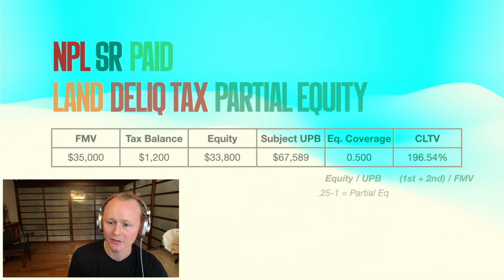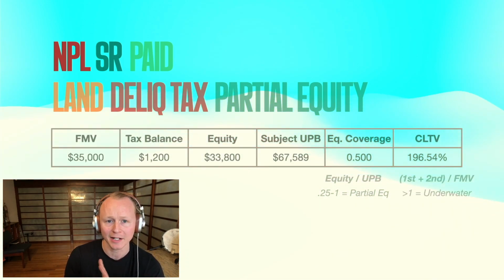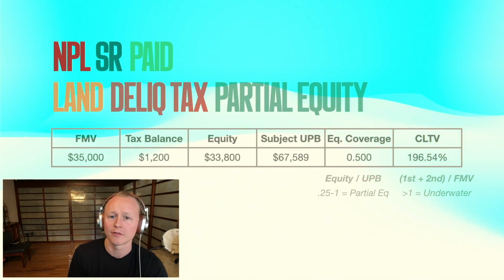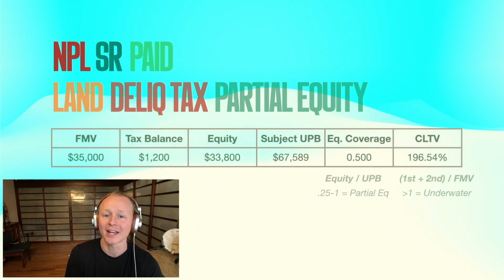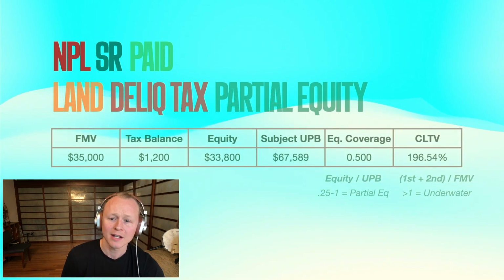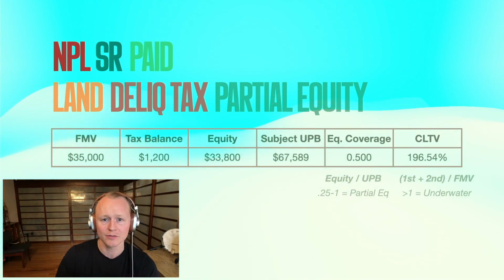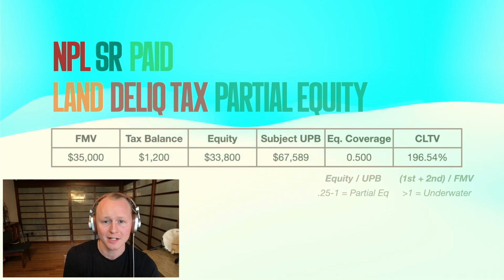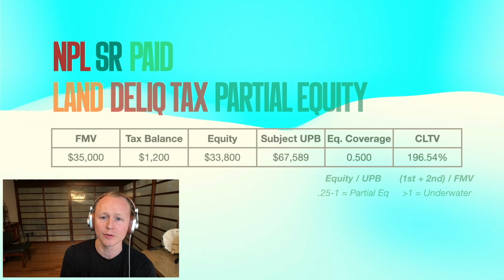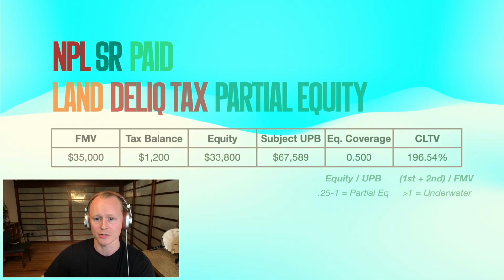Now the CLTV, on the other hand, is the first lien plus the second lien, or in this case, the first lien plus the taxes, divided by the fair market value of $35,000. So in this case, it's 196%. So since this is greater than 1, it is underwater. Now, CLTV versus equity coverage didn't mean as much in our last case study because it was full equity anyway you slice it. But on this one, we can see from the borrower's perspective and the investor's perspective.